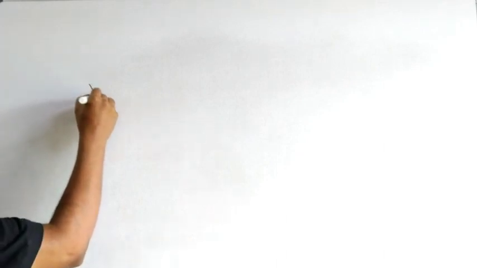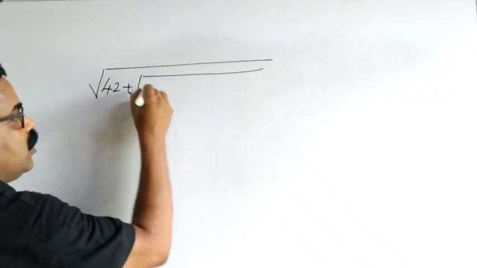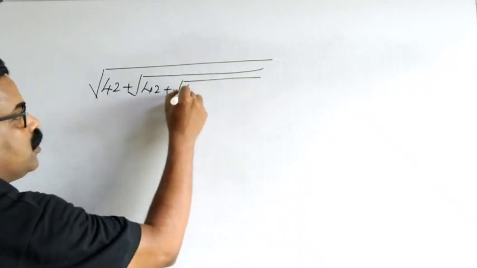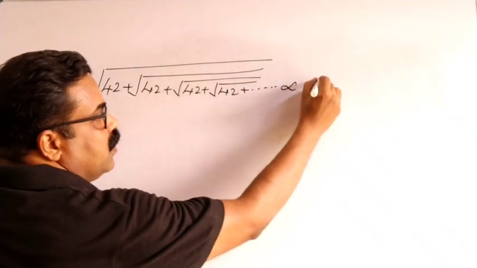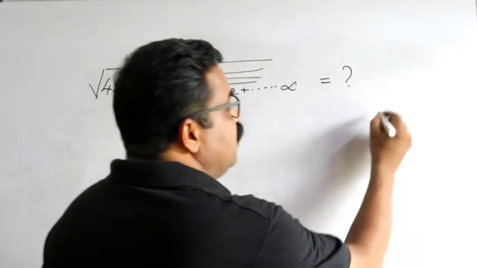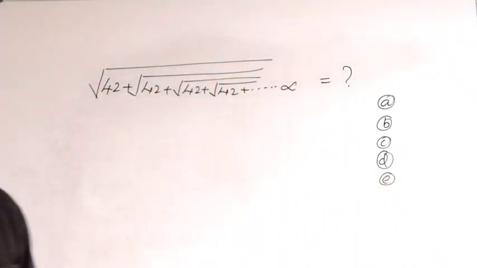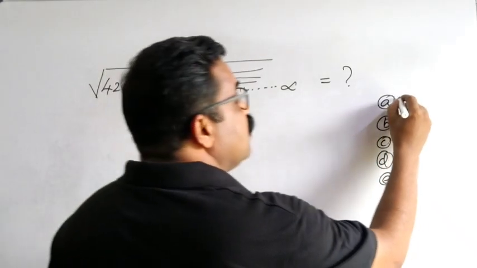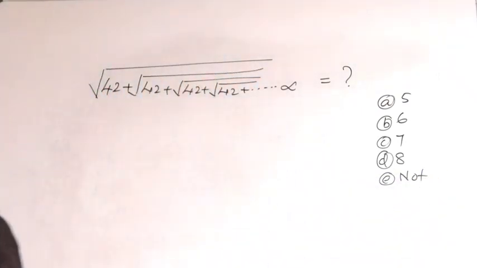Next type of questions, generally asked in your exam. Root 42 plus root 42 plus root 42 plus root 42 plus up to infinity is equal to what? So options are also given. What are the options given? The options are 5, 6, 7, 8, none of these.